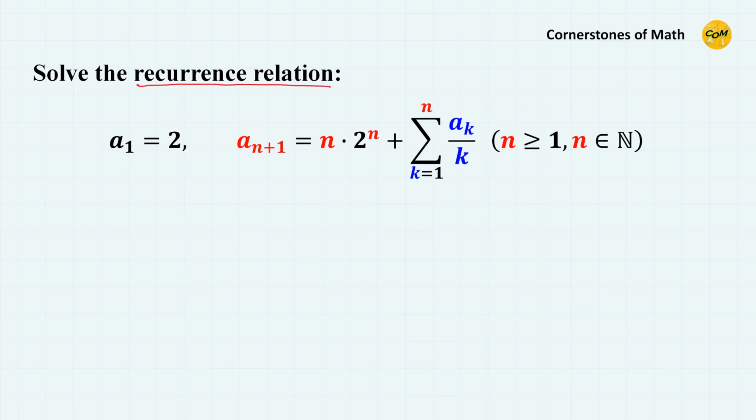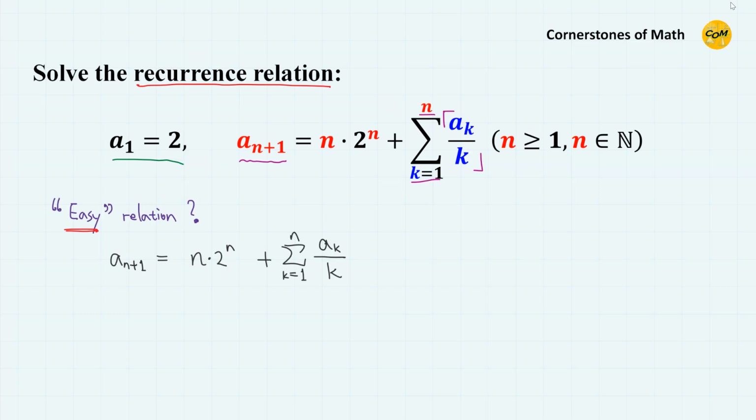In this video, we are going to solve the recurrence relation a1 equals 2 and a(n+1) is given as n times 2 to the power of n plus the summation of ak divided by k, where k goes from 1 to n. Needless to say, the given recurrence relation looks quite complicated, and we need to utilize it to obtain the easy relation, which you might have encountered more frequently.